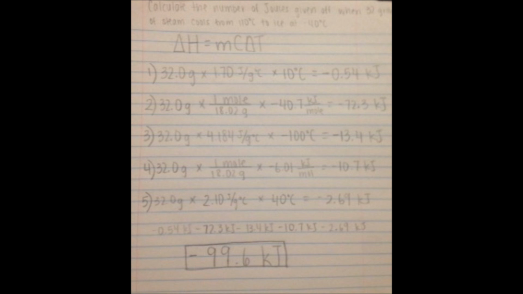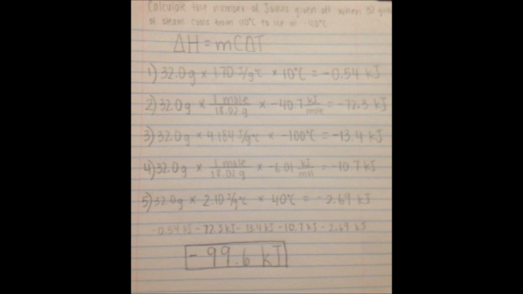Now let's do some calculations. To calculate the amount of energy needed to convert 32 grams of steam at 110 degrees Celsius, when it cools to ice at negative 40 degrees Celsius, we need to use this equation. Delta H is equal to mc delta T, with delta H being the amount of energy in joules, m being the mass in grams, c being the specific heat capacity of ice, water, or steam, and delta T being the change in temperature.